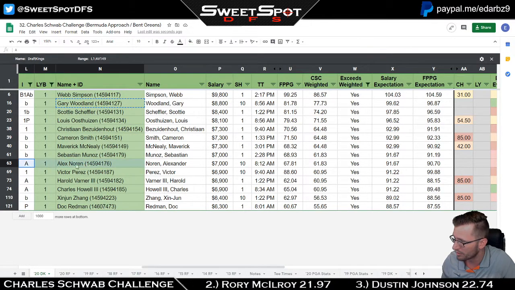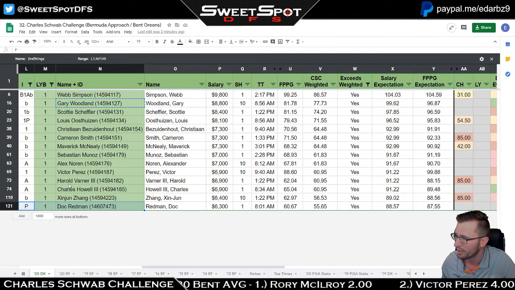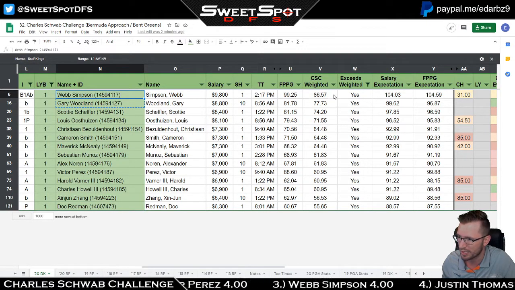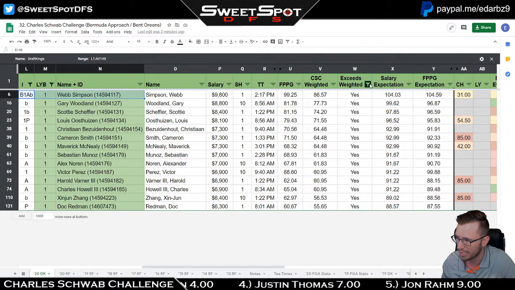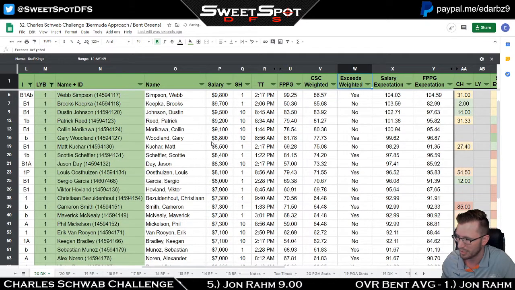You know, Noren, great around the green. McNeely and Munoz and Cam Smith, great birdie or better players. Doc Redman leads in proximity. You can choose any of these guys and they'll fill that void that you're looking for. But yeah, Simpson definitely by far your top guy for the exceeds weighted score that is a last year one, for sure. Probably the best play in the entire field.